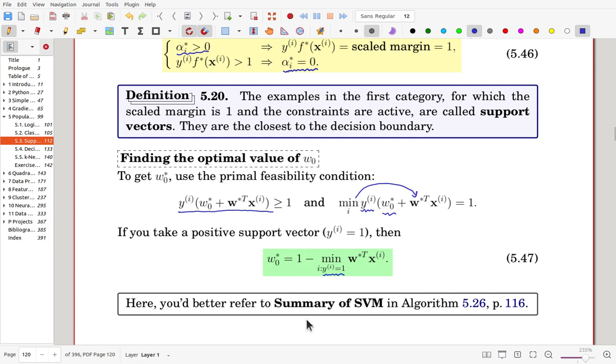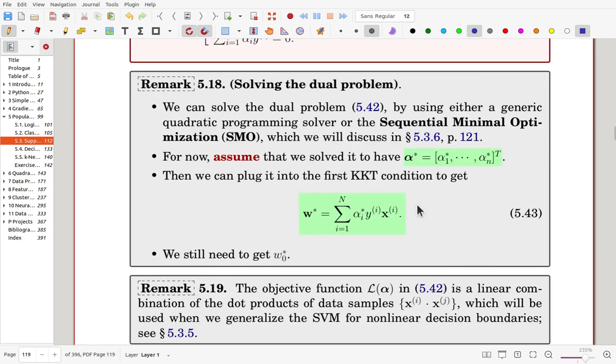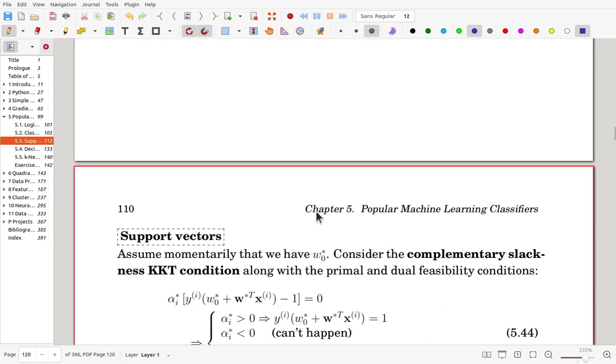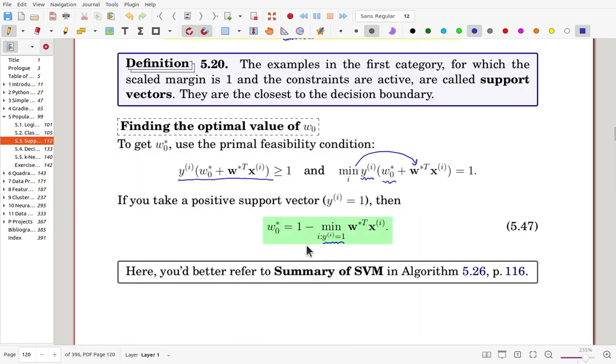And after defining some vectors and matrices, we'll summarize the support vector machine later on. But here, the thing is, in the beginning, we assumed we get alpha. Once alpha is decided, then we can get W star, the optimal W, and then also we can get W0 star, right?